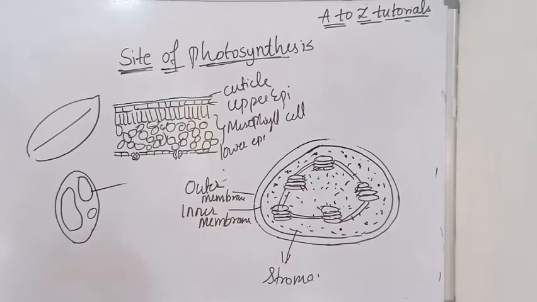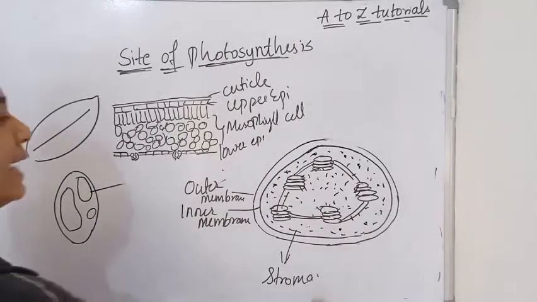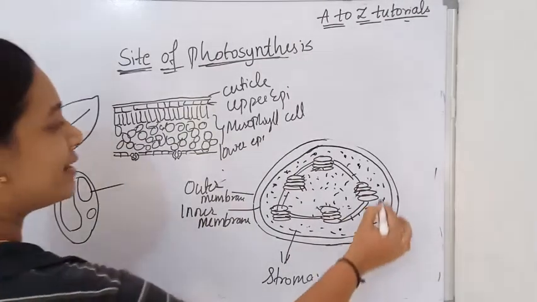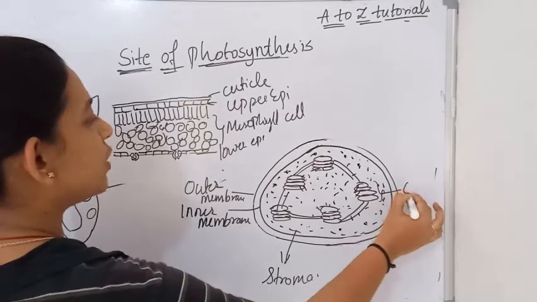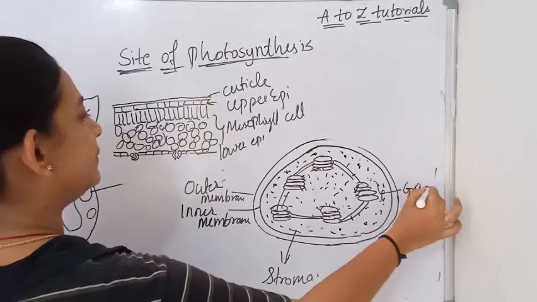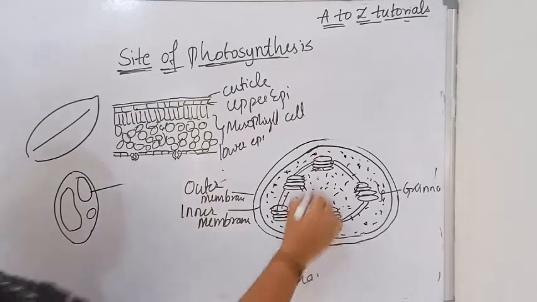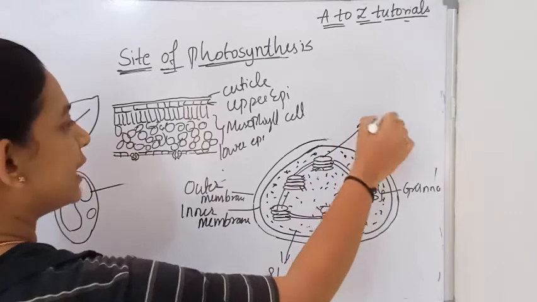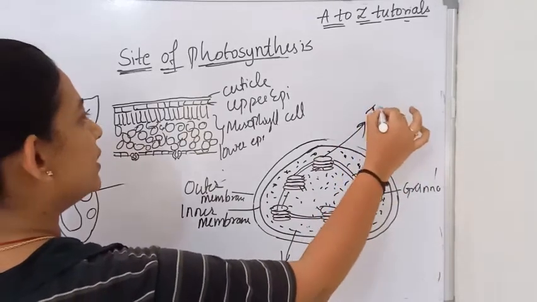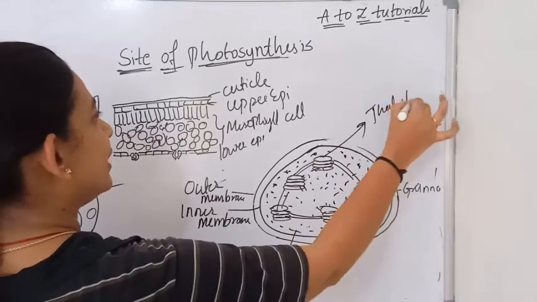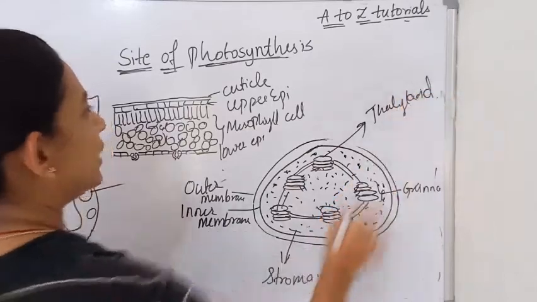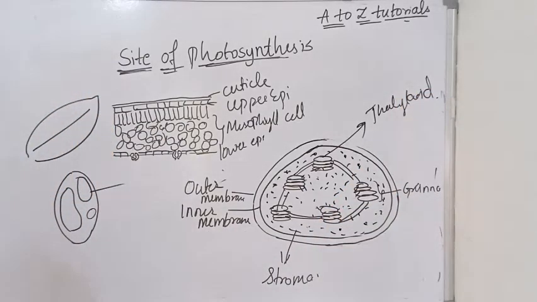Okay. There are sac like structures. These sac like structures we call as what? The grana. Okay, the sac like structure we call as what? The grana. The single sac of this grana we call as what? Thylakoid. Okay, we call them the thylakoids.